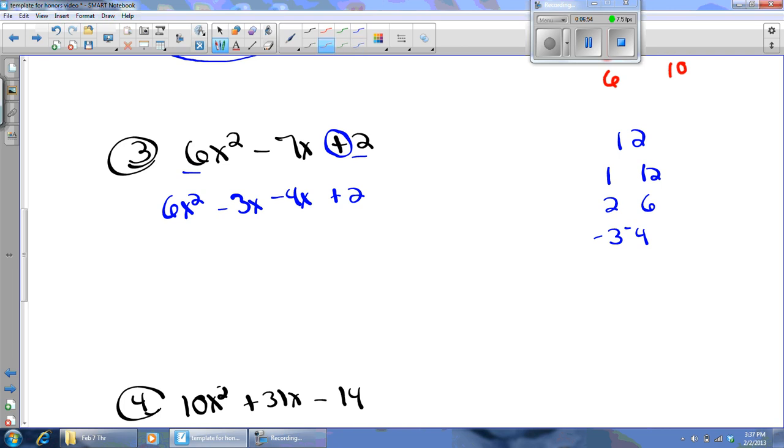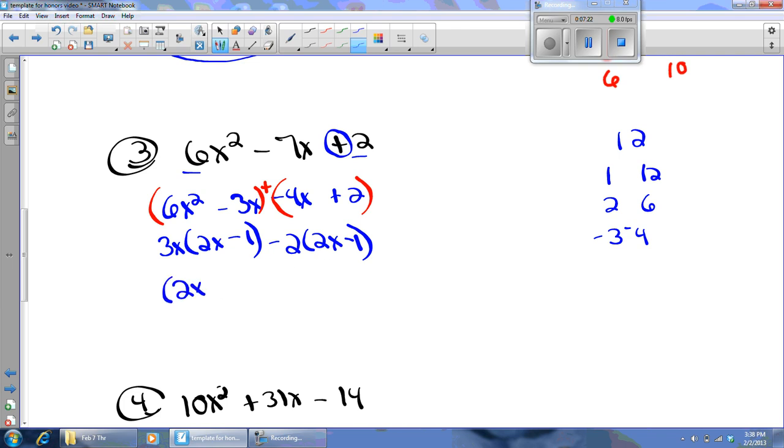Okay, I'm ready to group. Remember, grab the sign with the 4 because it's negative. Stick a plus in between. And now I'm ready to GCF. So I'll pull out a 3x. I'll get a 2x minus 1. And here, I think I'm going to pull out a negative 2. And I'm going to get a 2x minus 1 when I do that. All right, looks like the 2x minus 1 as a quantity is common to both terms. It's a common factor.